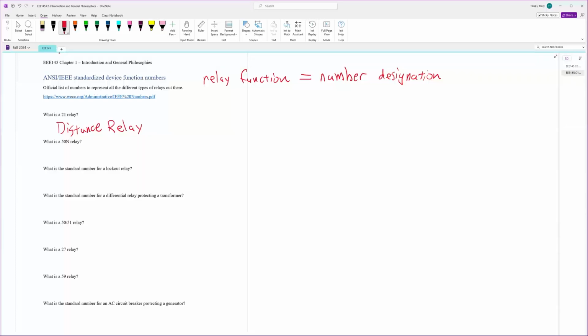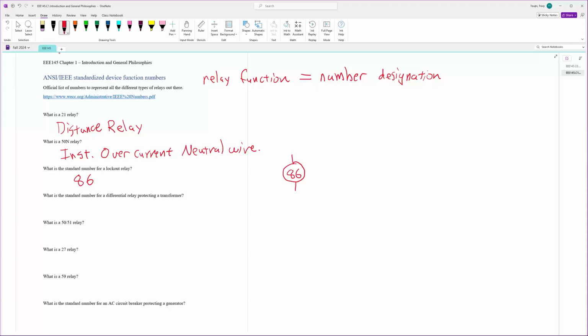A 50N device: a 50 is an instantaneous, so we call it instantaneous overcurrent. Some people call it just OC relay. And N stands for neutral, so it's an instantaneous overcurrent relay for the neutral wire. Okay. What's the standard number for a lockout relay? I believe that's an 86 lockout relay. And so on your sheets of paper, if you ever see an 86 with a circle, that's what a lockout relay is, right? So you have a wire coming in, wire coming out.